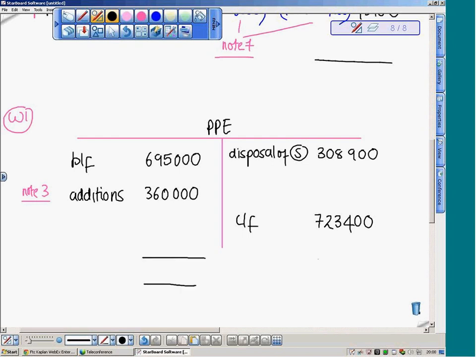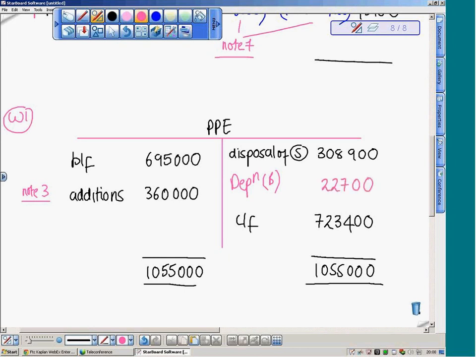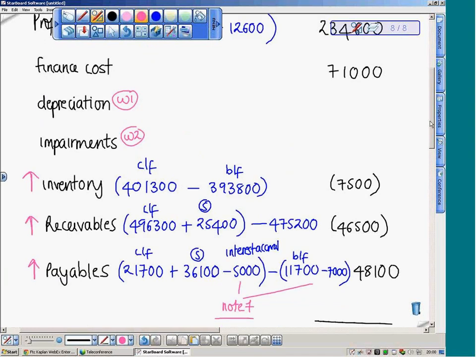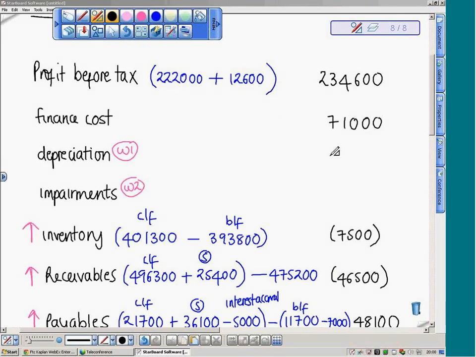And if we try to balance out this ledger now, what we'll realise is a difference to our depreciation charge. Okay, so the balancing number there is going to be the depreciation. Okay, and that is the 22,700. Okay, so what we'll do at this point is tick off my PPE number. I want to go along and tick off every single line item I've dealt with. Okay, so 22,700, I can plug in that number.